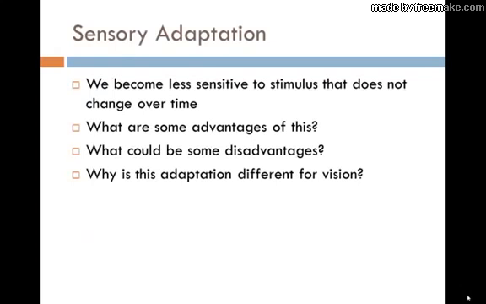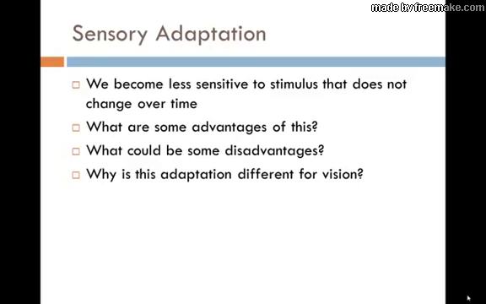Sensory adaptation is the idea that we become less sensitive to stimuli that don't change over time. A good example would be if you wear a watch. When you first put it on, you probably notice it, but the longer you wear it, you're not consciously thinking about it. So we become less sensitive to stimuli that don't change.